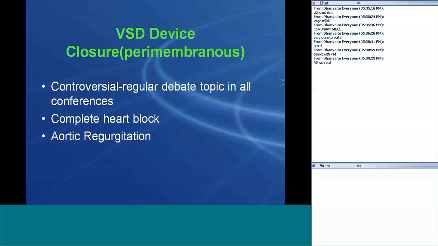Okay, and again, perimembranous VSD device closure is still controversial. It's a regular debate topic in all conferences whether to close this or not. But if you have a decent subaortic rim, you can always go ahead and close these VSDs. Aortic regurgitation is again very important. If there is hardly any subaortic rim, and if there is right coronary cusp prolapse or even early RCC prolapse, it is better to avoid these patients, and we should not go ahead and close this because this will definitely end up in aortic regurgitation.